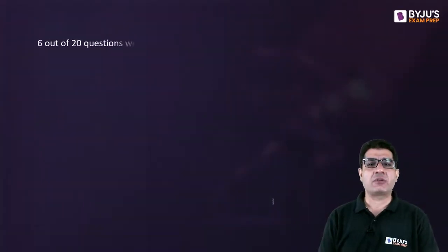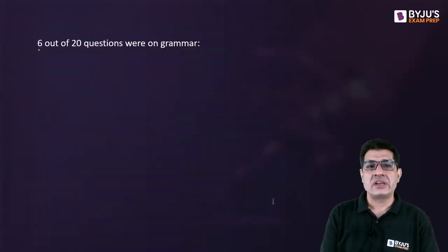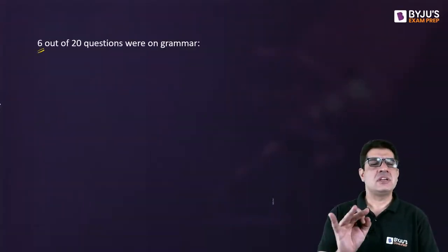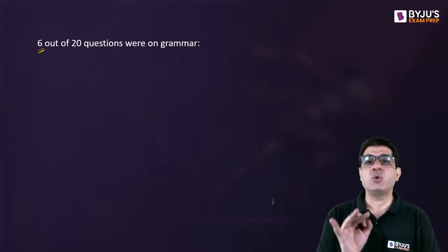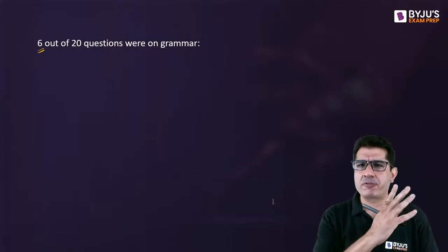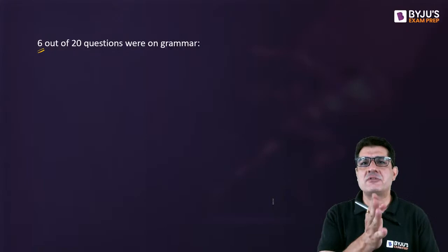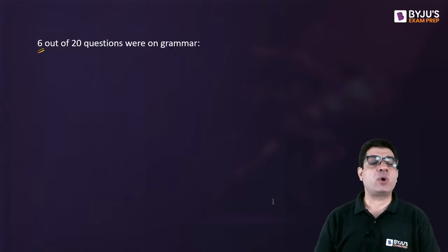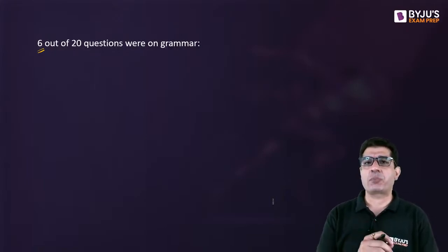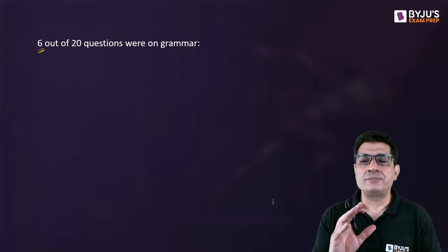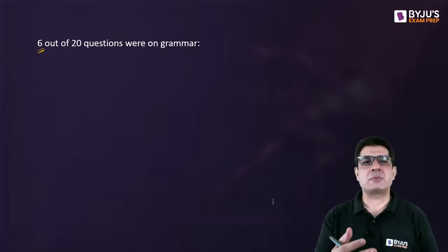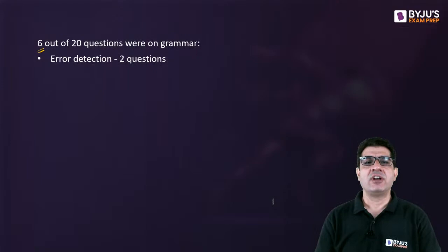Out of the 20 questions that we had in the exam from language comprehension, 6 belonged to grammar. So we had 4 from RC, 6 from grammar, and the remaining from vocabulary. Now, what kind of areas did they touch upon? What kind of format were the questions asked in? Well, here they are. So we had these questions based on error detection.